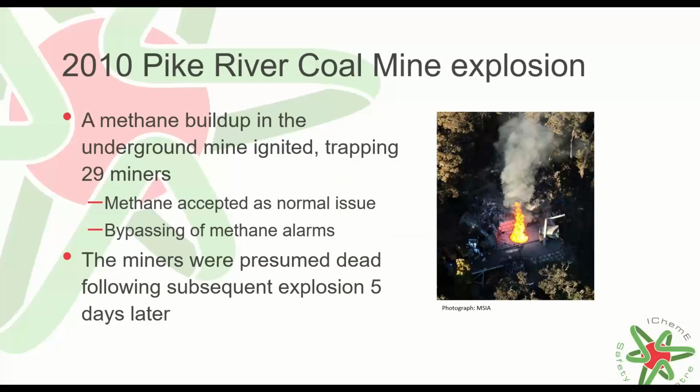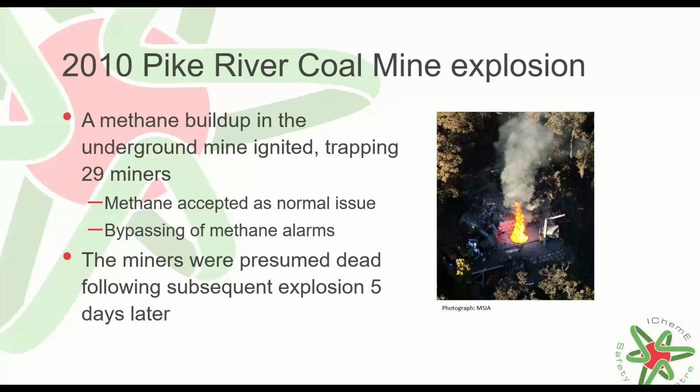Pike River coal mine, so another mining example. So there was a methane buildup in the underground mine that ignited, and that first explosion trapped 29 miners. Methane was accepted as a normal issue in that mine. It was a high methane content coal seam, so people weren't bothered by the fact that there was high methane in there.